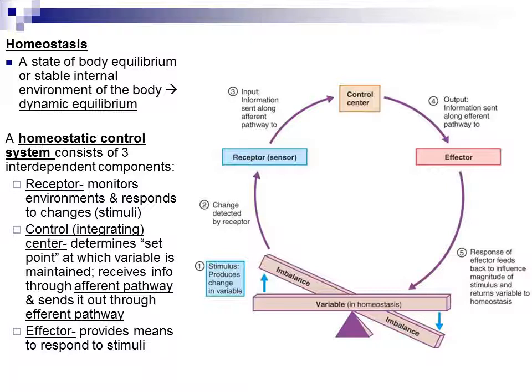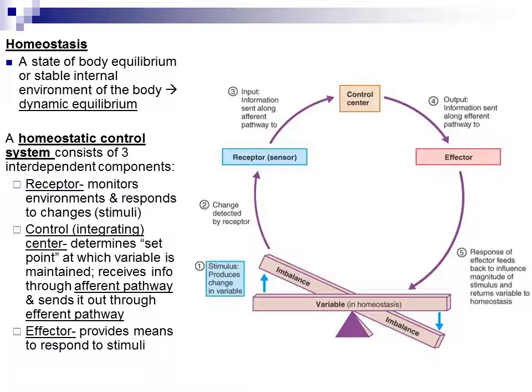A homeostatic control system consists of 3 interdependent components. The receptor, which acts as a sensor and monitors the environment and detects changes and imbalances, which we call stimuli. It sends information through the afferent pathway, afferent with an A, to the control center.